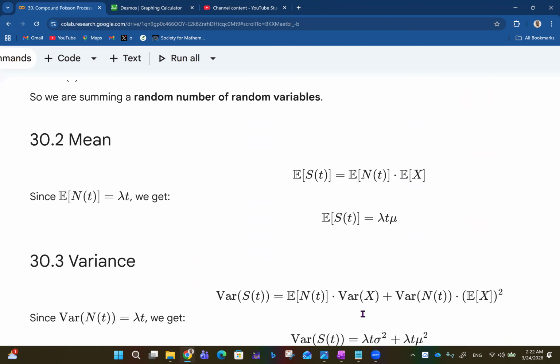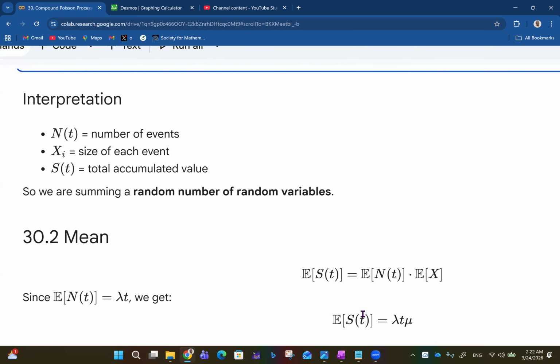For the mean, we have the expected value of S(t), which is the expected value of N(t) multiplied by the expected value of X. The expected value of N(t) is known to be lambda t for a Poisson distribution. And we get that the expected value of S(t) is lambda t mu. Lambda t mu is the mean for a compound Poisson process.